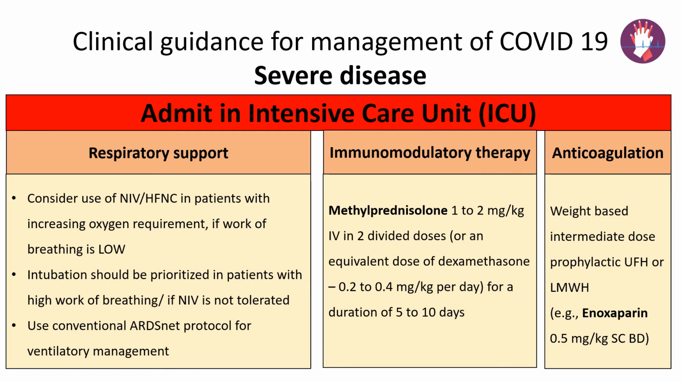Now coming to the clinical guidance for management of severe disease, this is where the patient would require significant respiratory support, continuing immunomodulatory therapy with higher doses, and continuing anticoagulation. So for the respiratory support, consider the use of non-invasive ventilation or high-flow nasal cannula in patients with increasing oxygen requirement if work of breathing is low. And here the humidification of the oxygen also comes into place.